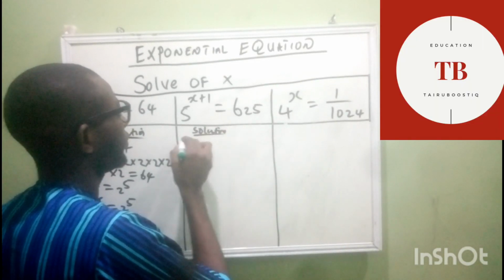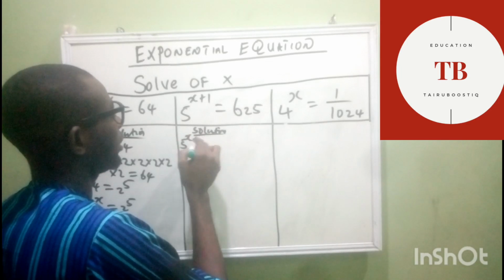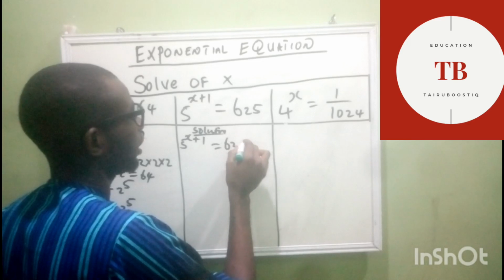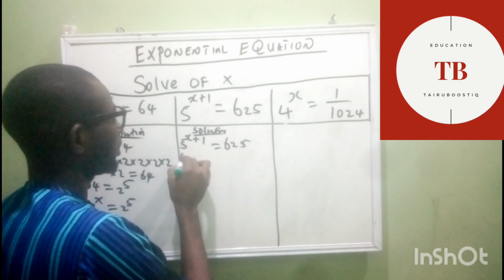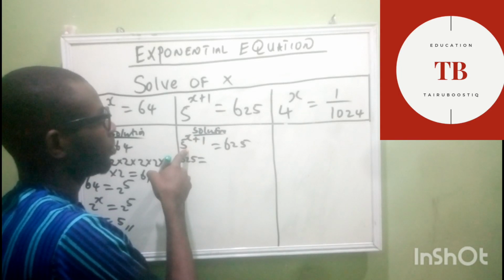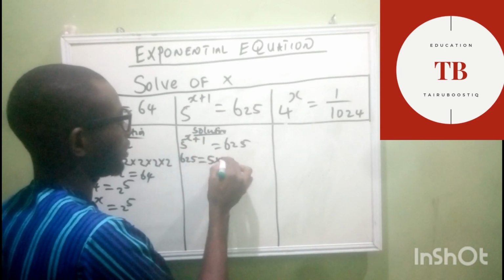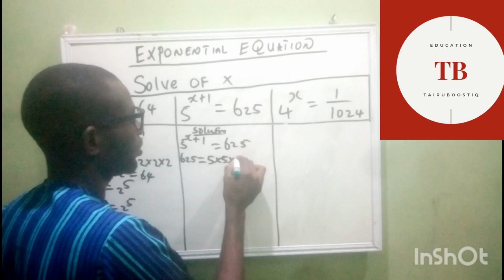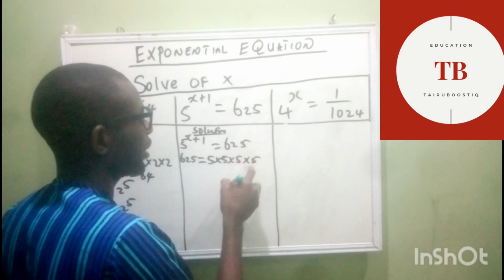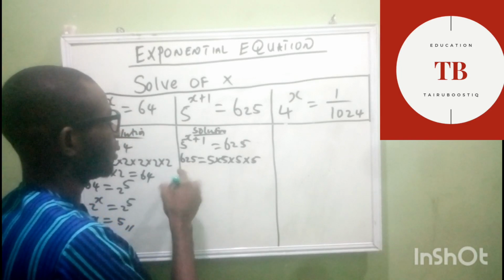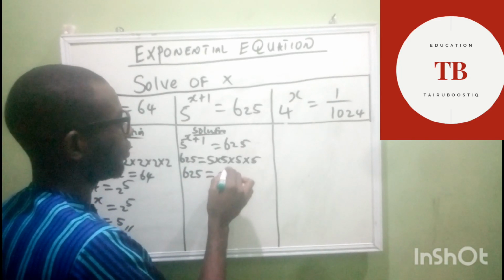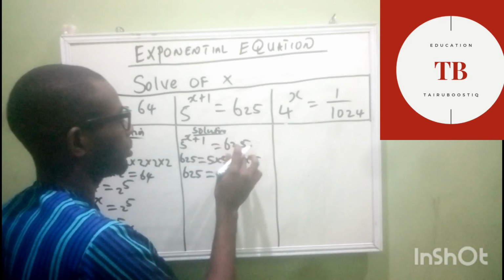We are asked to solve 5 raised to power s plus 1 is equals to 625. Now, what is another way of writing 625? Since the base is 5, we are going to use this 5 to test by saying 5 times 5 will give us 25. 25 times 5 will give us 125. 125 times 5 will give us 625. Therefore, 625 is equals to 5 raised to power 4 because we have 1, 2, 3, 4.